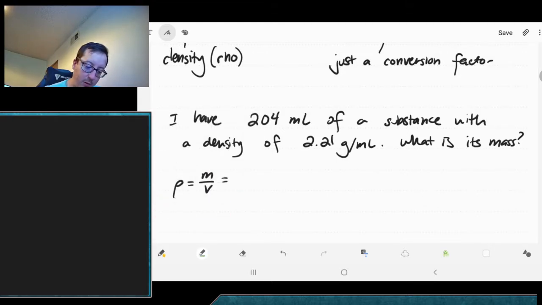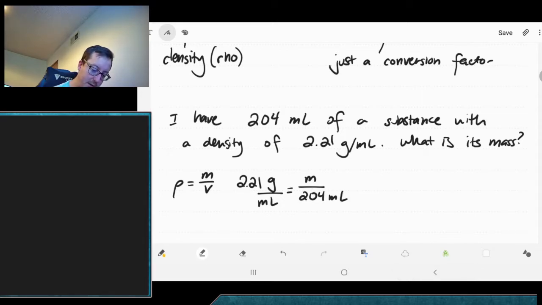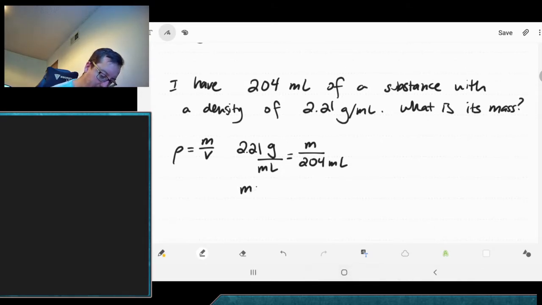we can plug these things in and get our mass out. We can say, okay, I have this density that's 2.21 grams per mL. Well, that's equal to some mass, whatever that is. That's what we're looking for here, right? And we have a volume that's 204 milliliters. And so we can go ahead and solve this.